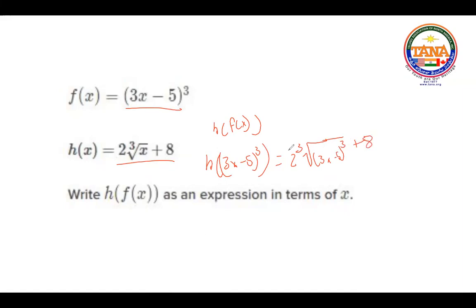And because this is cubed and this is cube root, you can cancel these out because you're raising it to the third power and then rooting it to the third power. So these two cancel out. So you have 2 times (3x minus 5) plus 8. And that would be FOIL. So 6x minus 10 plus 8, 6x minus 2 is the answer. Does anyone have any questions about that? No?